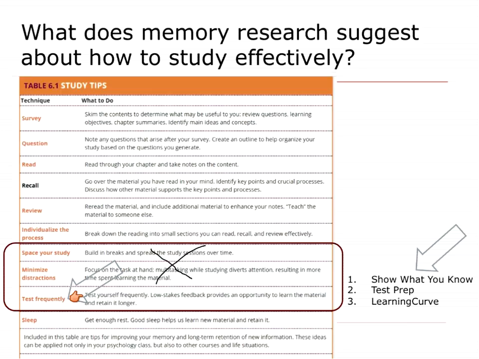And then probably most importantly, test yourself frequently. Okay? Low-stakes feedback gives you an opportunity to learn the material and retain it longer, and it's built right into our course. In the textbook, there are show what you know questions interspersed throughout the chapter. There are test prep questions at the end of each chapter, and there are learning curve quizzes that you're going to do for points anyway.